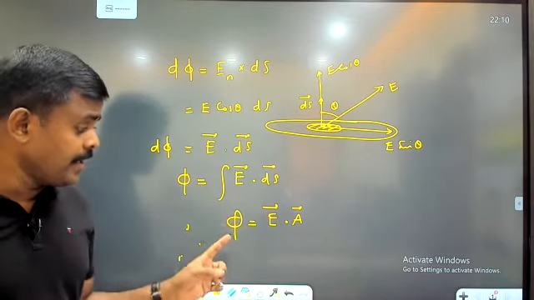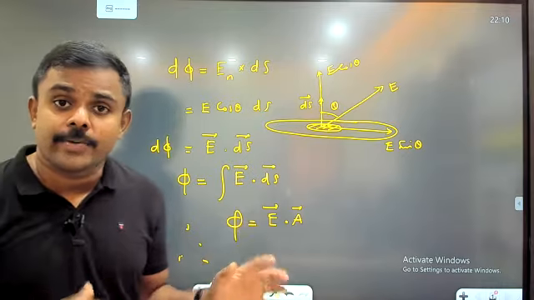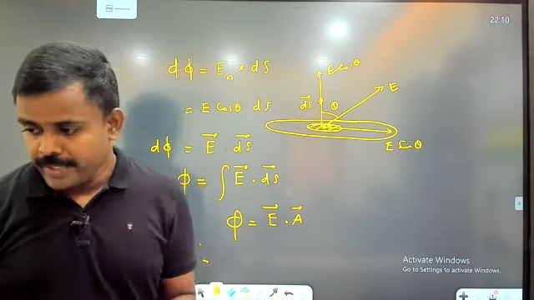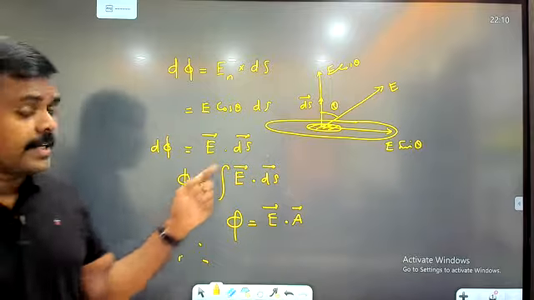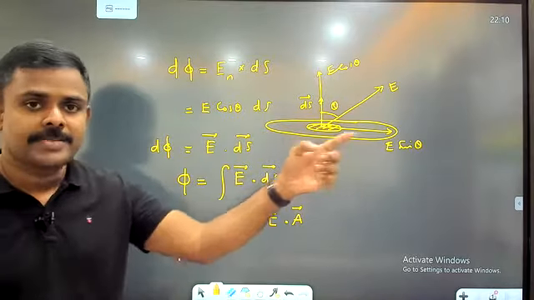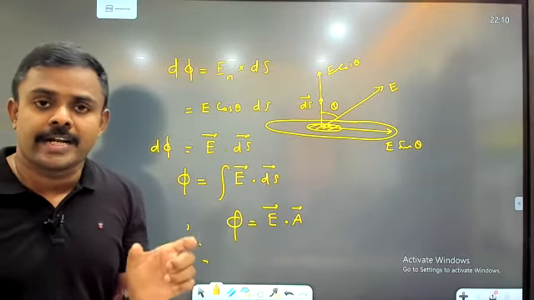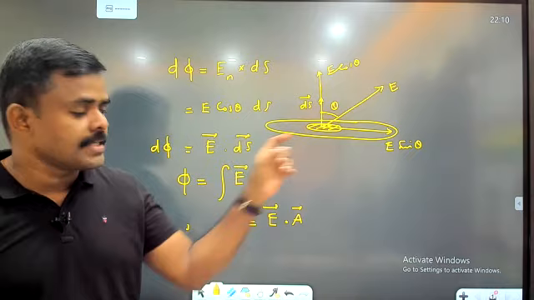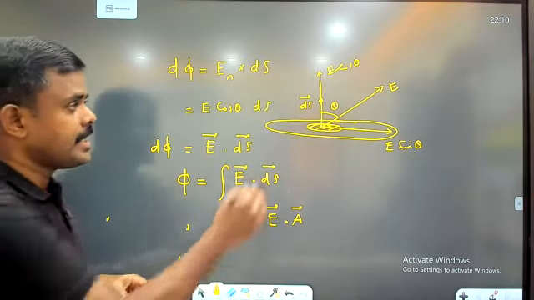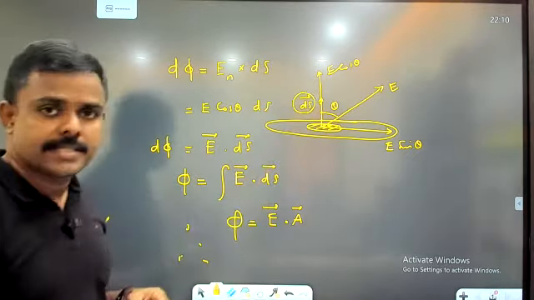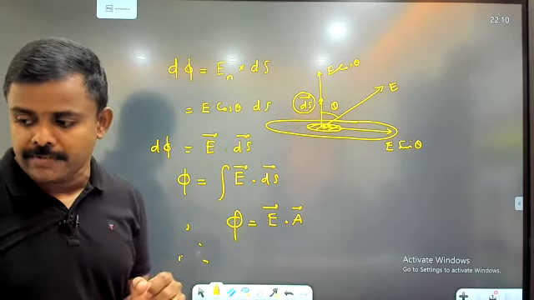Flux's actual equation is E dot A. I repeat one more time. Here we have a surface, a large surface. Large surface is usually written as S. Over the large surface, we have taken a small surface area. Small surface areas are usually called ds, the differential amount of surface area.